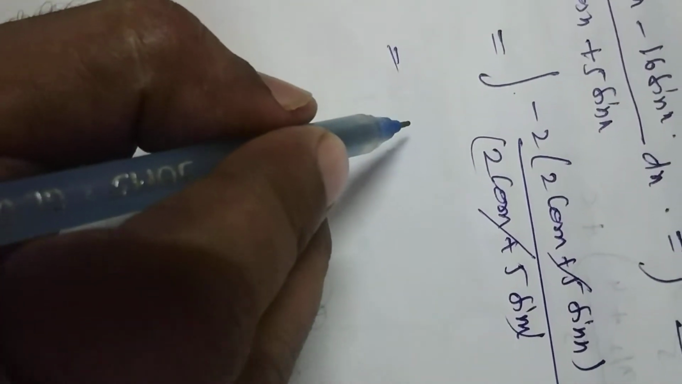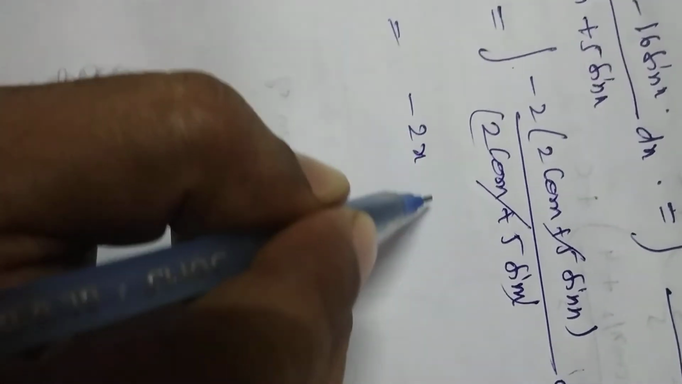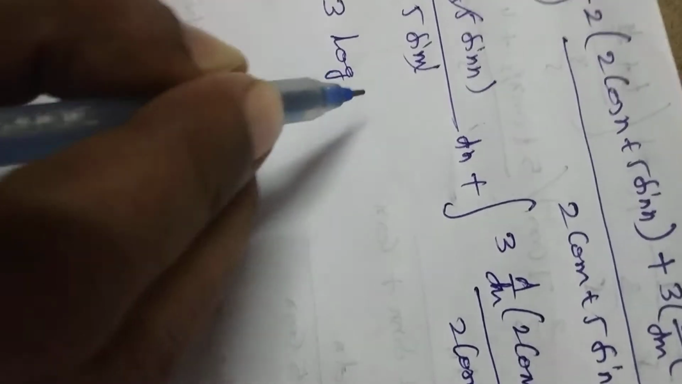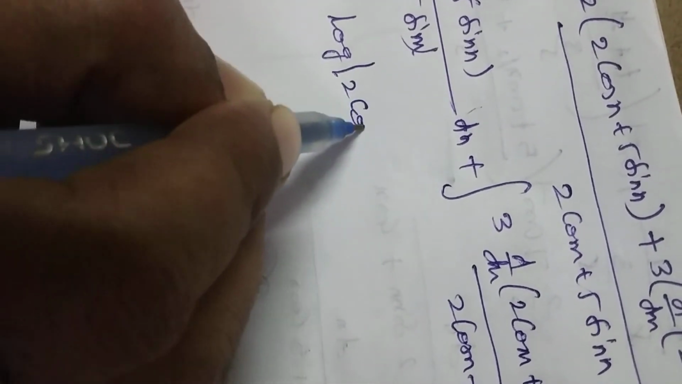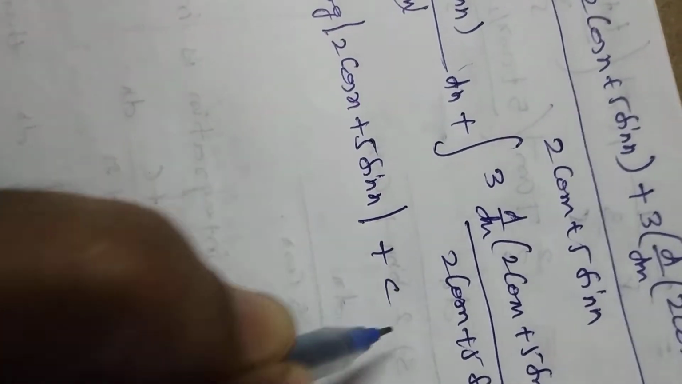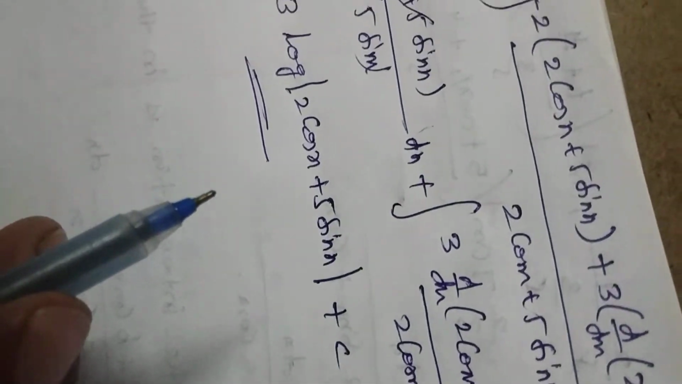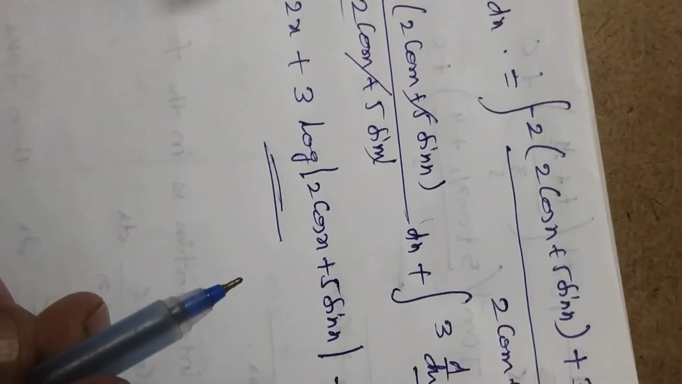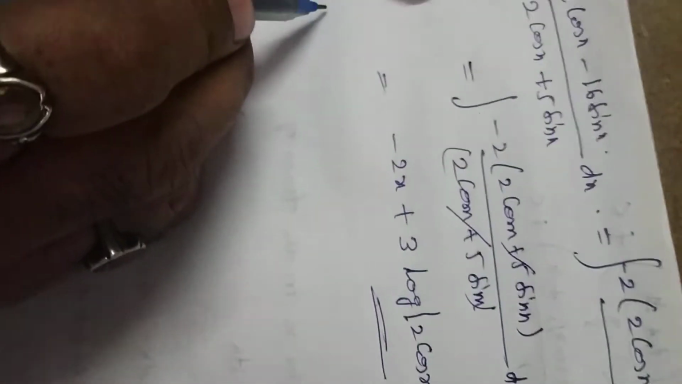So integration of minus 2 dx is minus 2x plus, in the form of 3, it is a constant. After writing the 3 constant outside, integration of f dash of x by f of x is what? Log of f of x, right? So log of 2 cos x plus 5 sin x, we will get plus c. So this is the final answer we got: minus 2x plus 3 log of 2 cos x plus 5 sin x plus c.